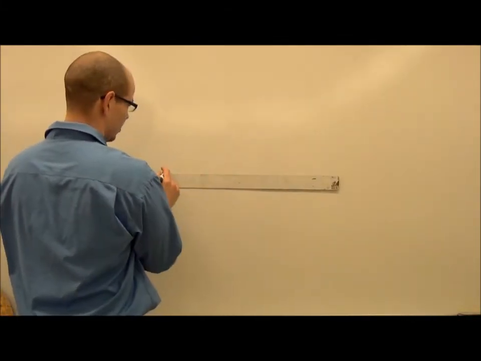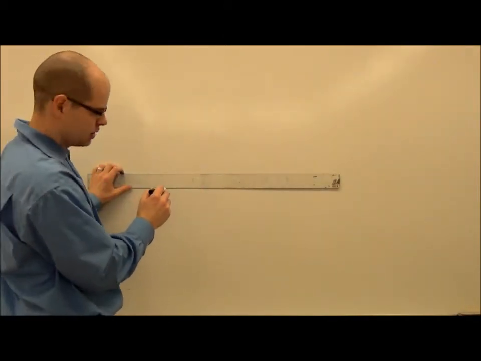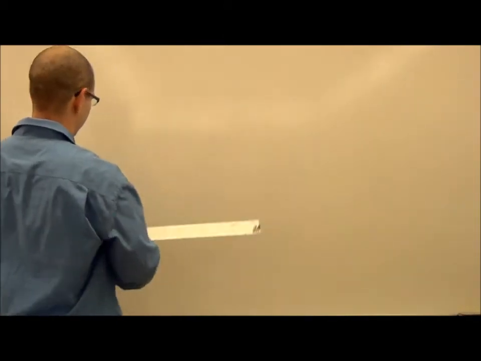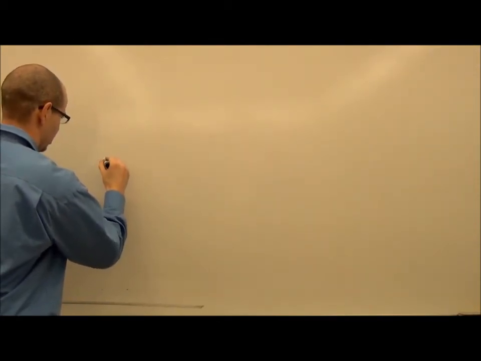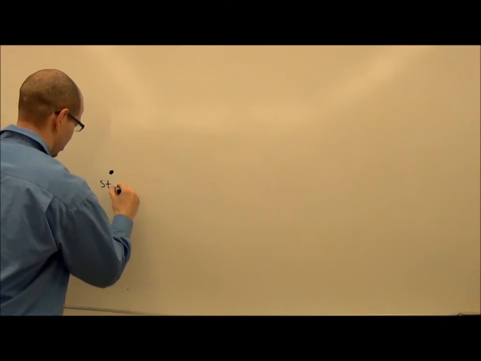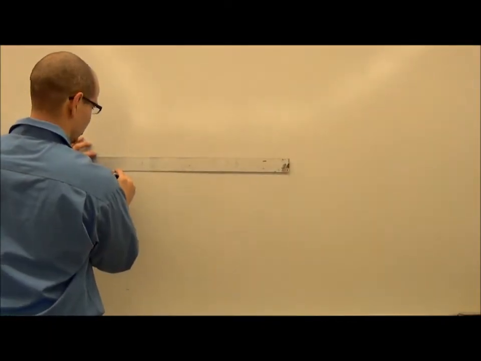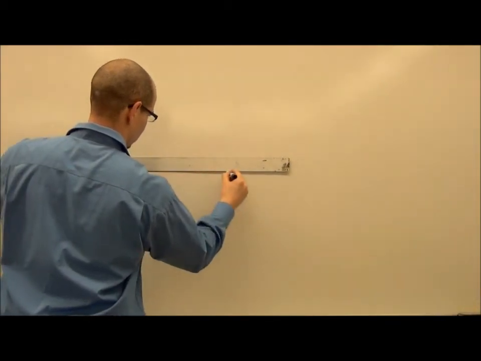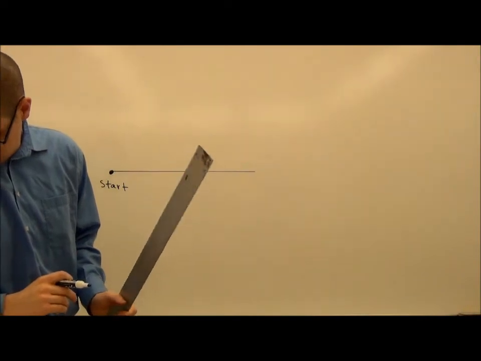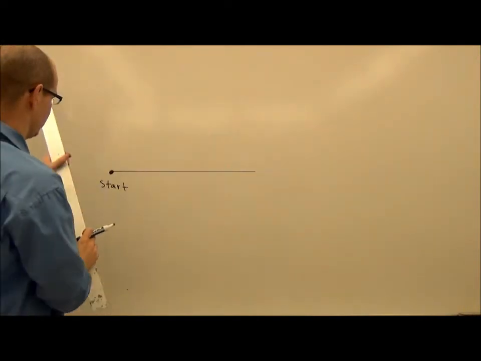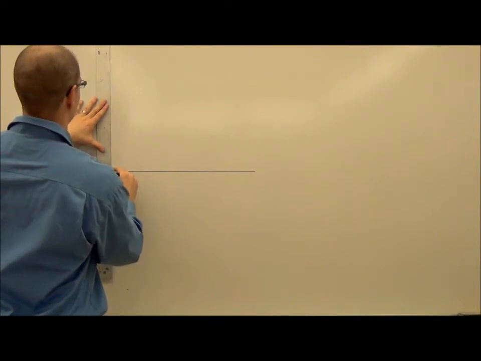So I'm going to draw a boat that's gone 20 kilometers due east. So let's just pick a starting point. I'm just going to call this dot here, start. One of the boats is going to go 20 kilometers due east. Okay, and the other one is going to go 24 kilometers due north. So let's draw that in.